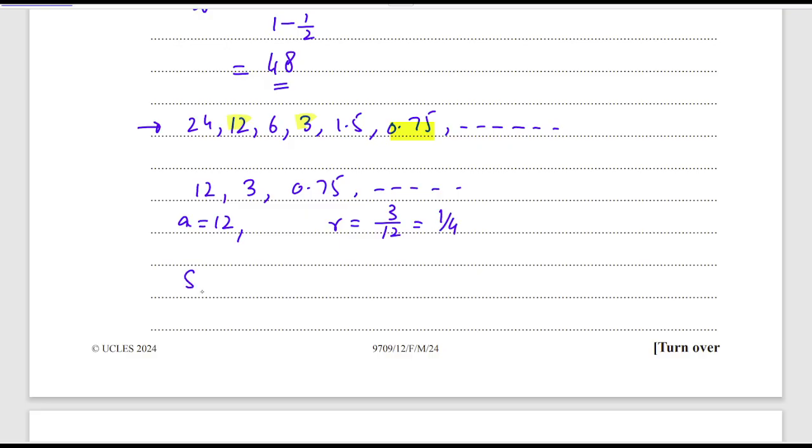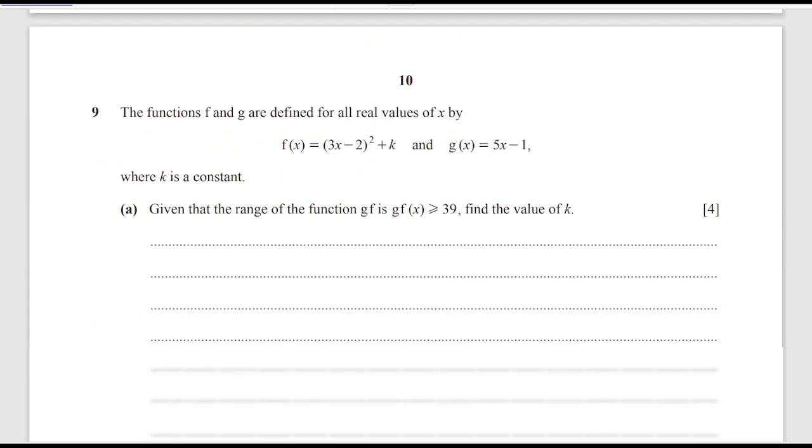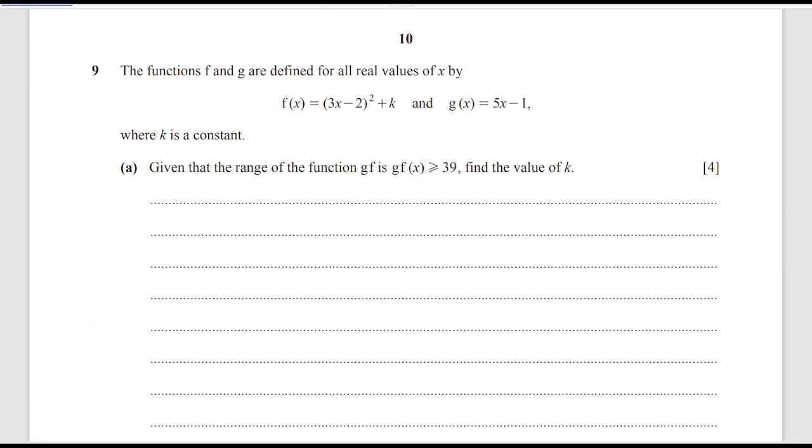So now the sum to infinity of these even numbered terms, SE, is equal to a over 1 minus r. A is 12 divided by 1 minus r, where r is 1 over 4. Write everything into your calculator, which gives you SE equal to 16. So the sum of even terms of the given sequence is simply 16.